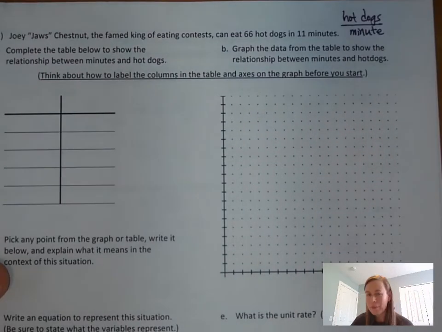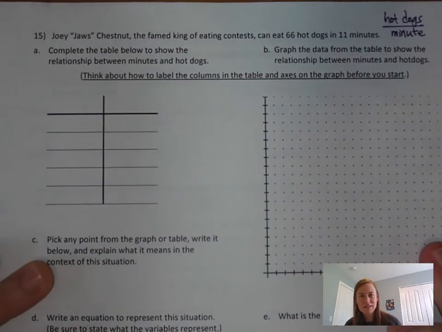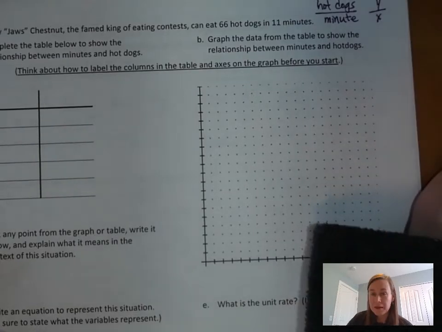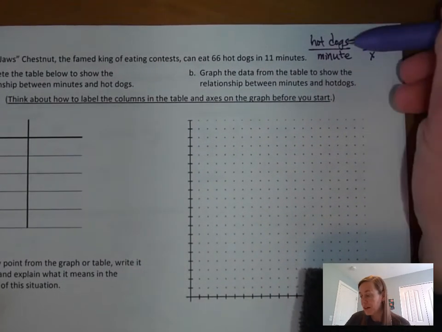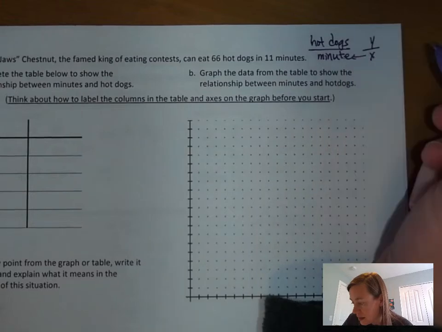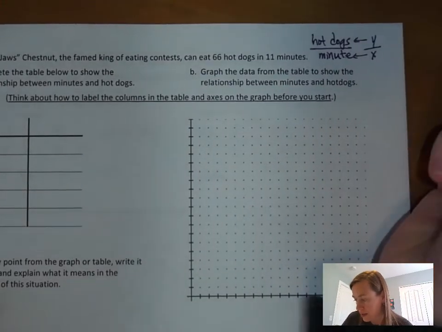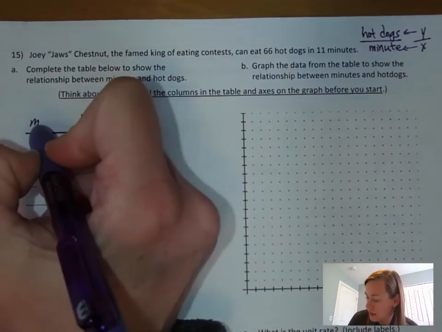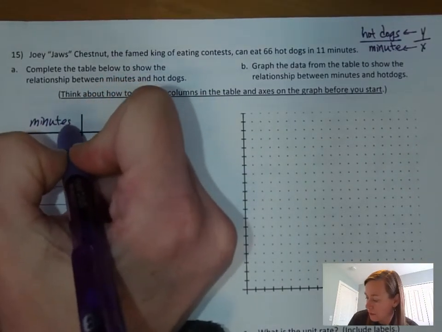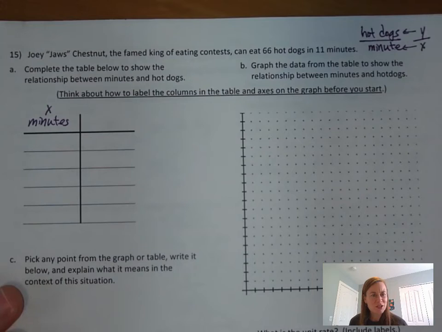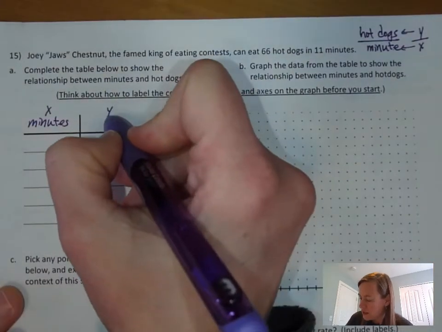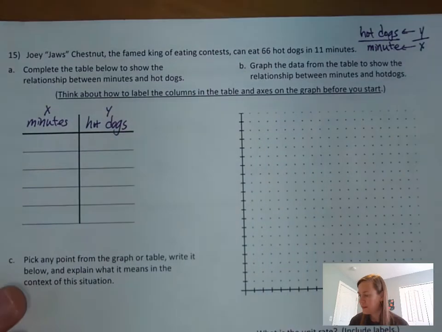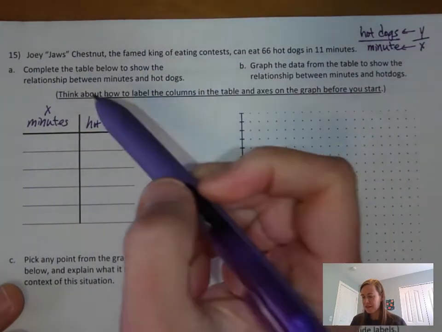Hot dogs per minute. Okay, so that means, you know how we always do y on top and x on bottom, right? So if you have hot dogs per minute, then x is going to be the minutes and y is going to be the hot dogs. So x minutes, we're going to put minutes here. And you can write an x there too. It's kind of nice to be thorough, right? And then over here, y and hot dogs.